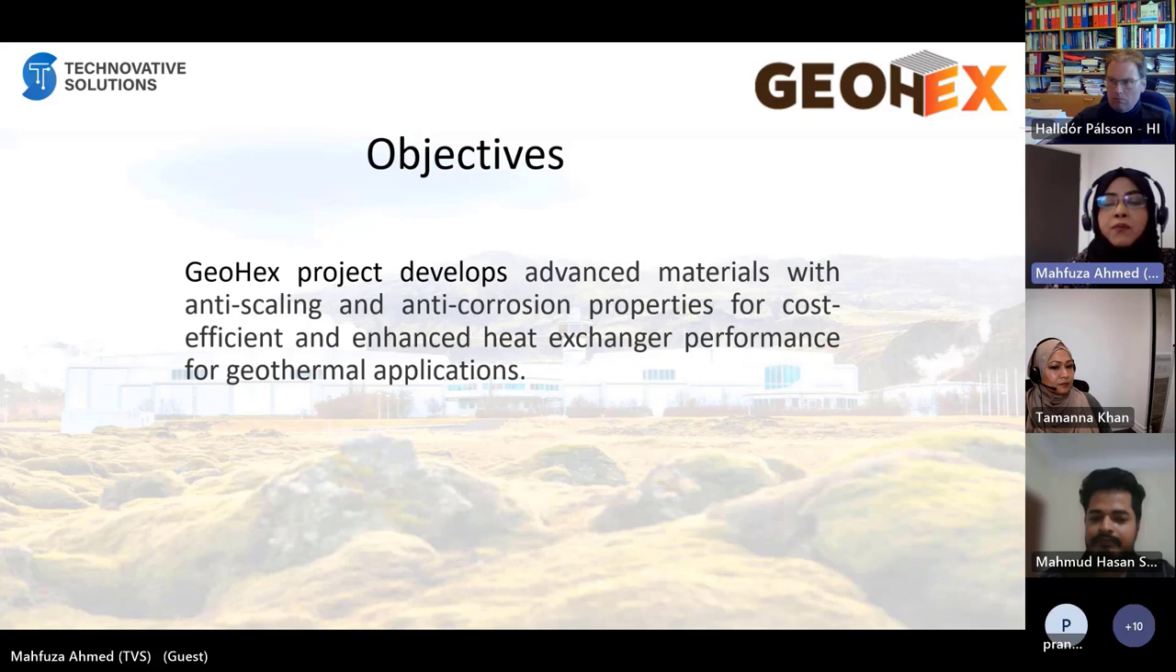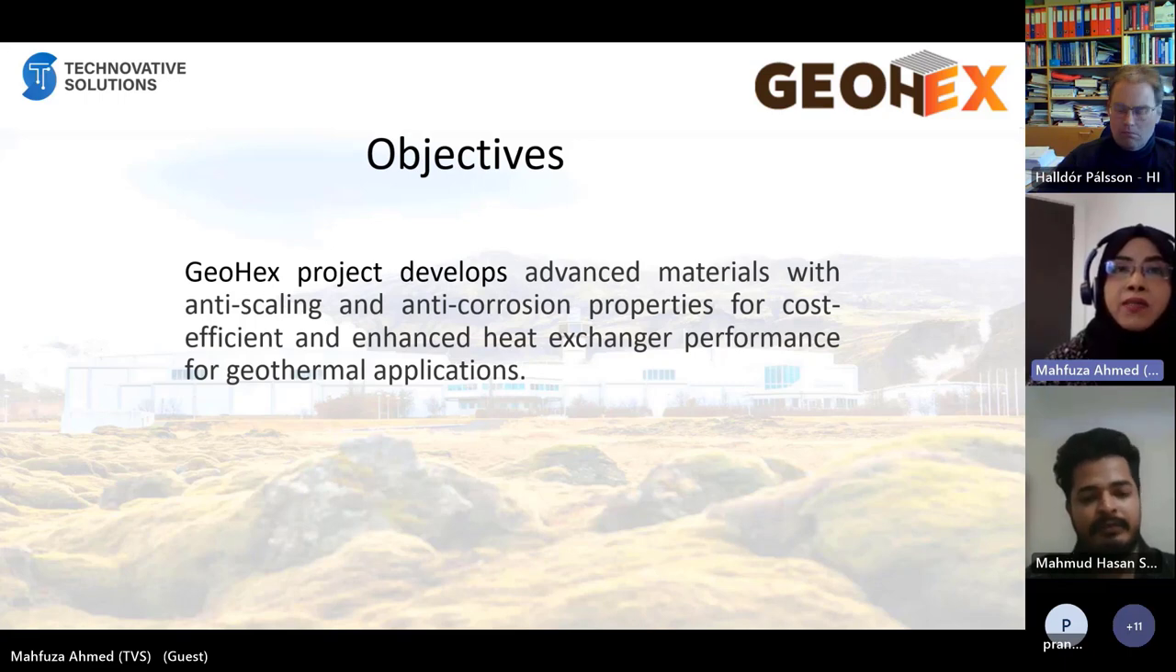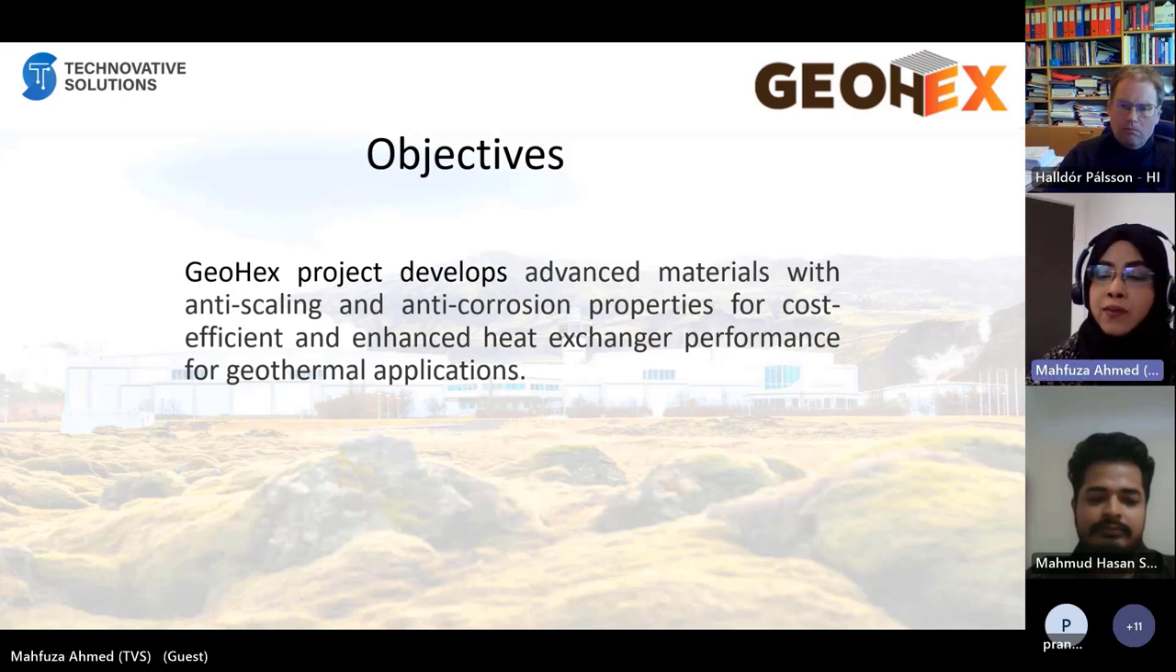So let me start with the objectives of the GeoHex project. The overall objective of the GeoHex project is to develop coating materials with anti-corrosion and anti-scaling properties for the heat exchanger surfaces. This is aiming to increase the overall geothermal plant efficiency by minimizing the scaling and corrosion issues within the heat exchanger. The other part of the objective is the development of coating material for the heat exchanger surfaces to enhance the heat transfer performance of the heat exchanger. And this will lead to a more cost-effective system.